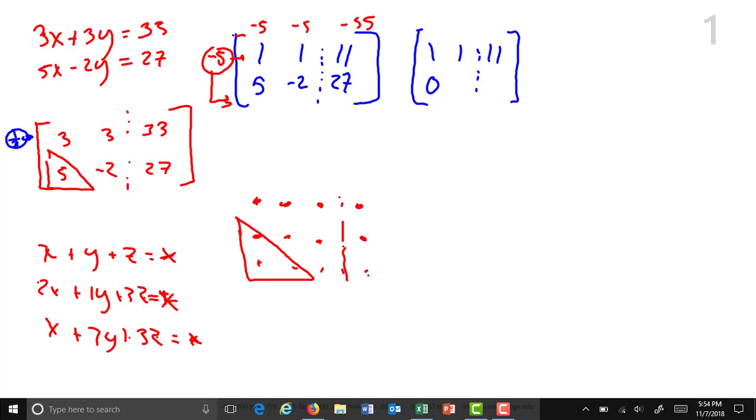Wow, good. And what about 11 plus 27? This is slow moving. Oh yeah, right. I'm adding -55 to 27.